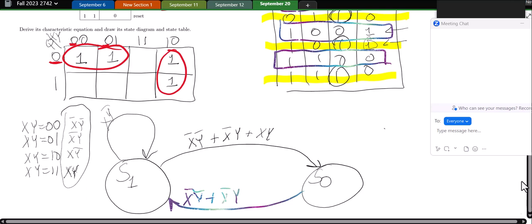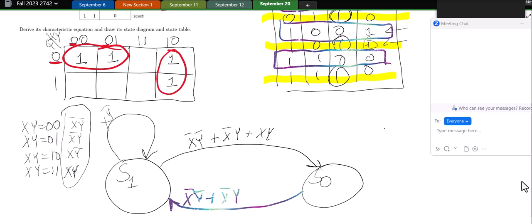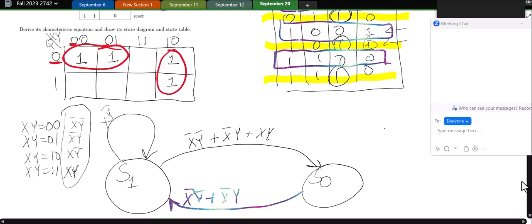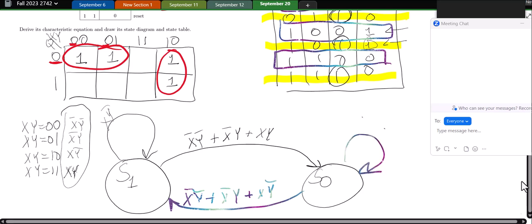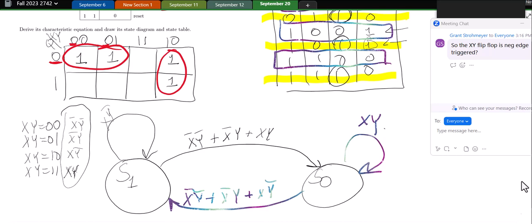Now, if x is 1 and y is 0, again, I go to state 1. So that's x, y bar. And if x is 1 and y is 1, I stay at state 0. So that's x, y. Okay, now, chances are that I can simplify this somehow because the expressions on top of the arrows going from one state to the other do not look like they are simplified.